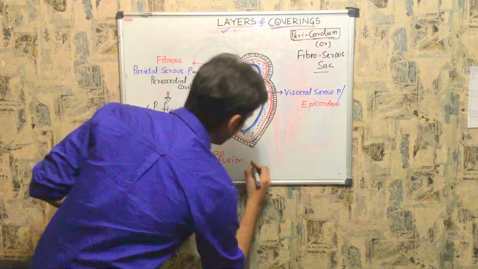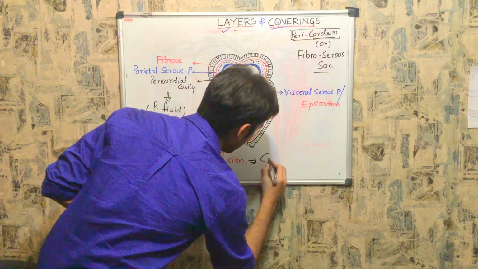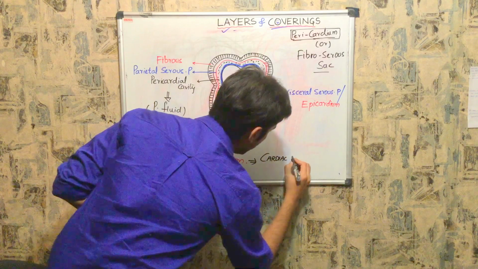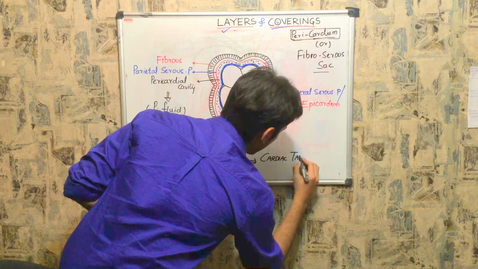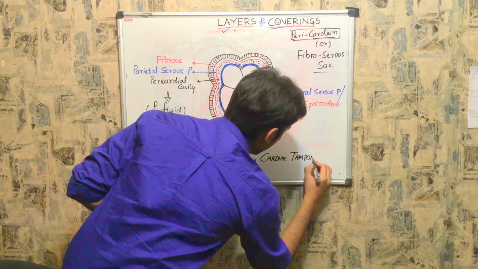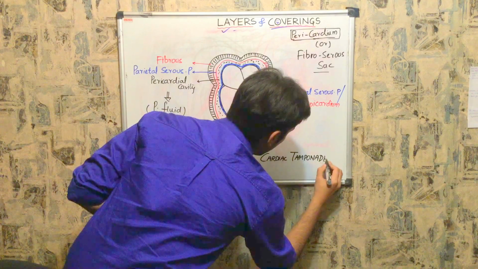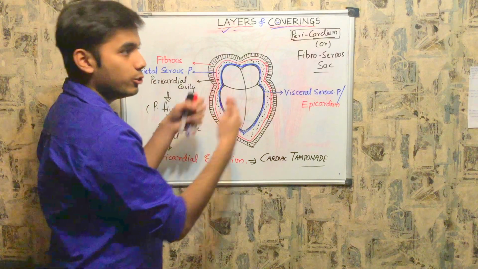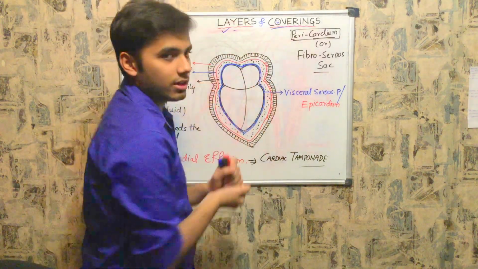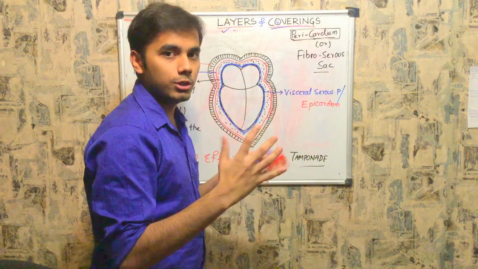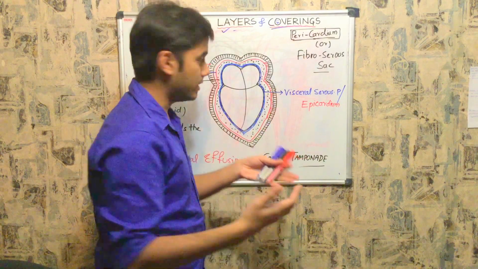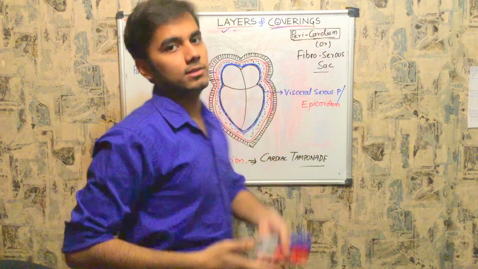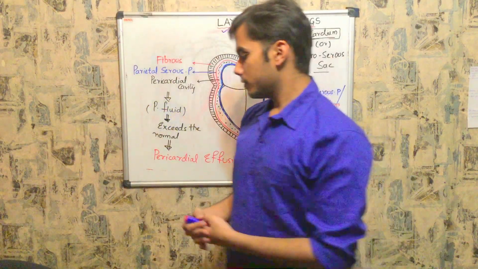So pericardial effusion leads to cardiac tamponade. What is cardiac tamponade? Cardiac tamponade is the compression of the heart due to pressure. How is the heart compressed? Due to the development of pressure. Who is developing the pressure? The fluid in the pericardial cavity, due to its excessive increase.